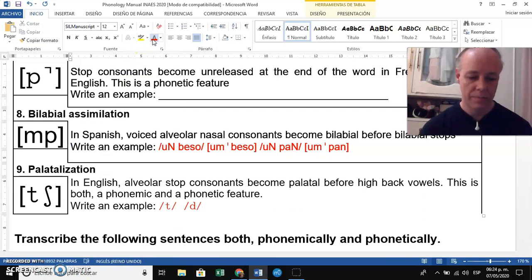And they become palatal before high back vowels. Which are the high back vowels? This one and this one. These two are high back vowels.